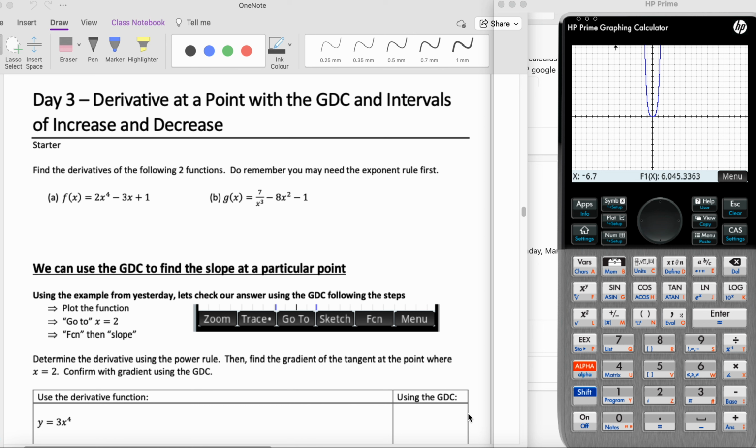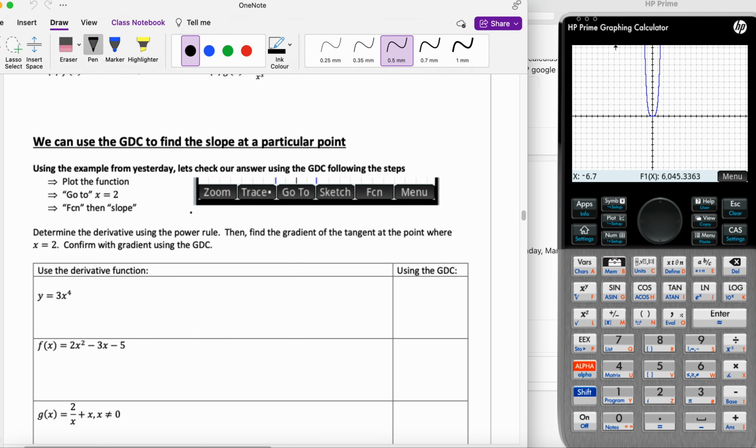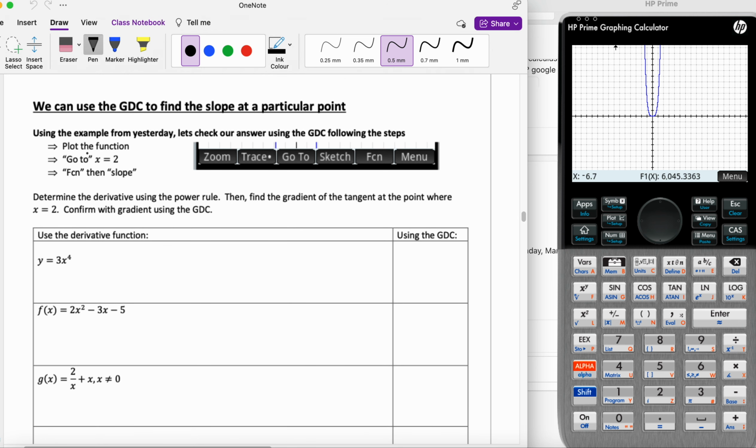Hello, here's Ms. Walsh, and today we're going to do day 3, okay? So we're going to find the derivative at a point with the calculator, and then we're also going to look at intervals of increase and decrease, okay? Skipping the starter. All right, so here it's asking us to find the derivative using the power rule.